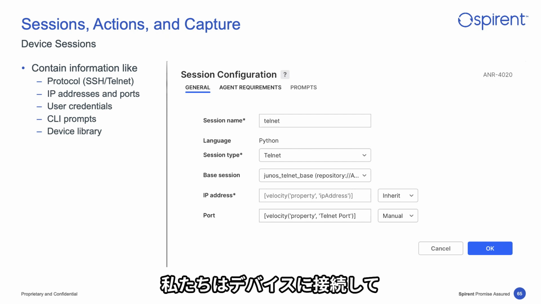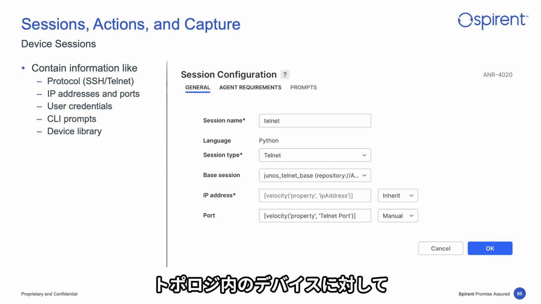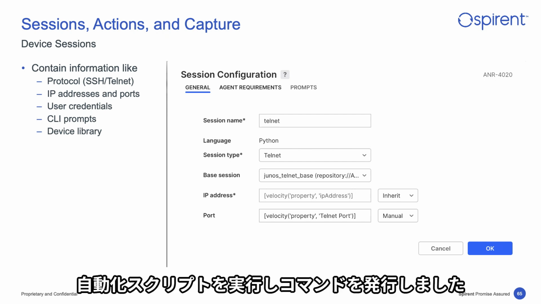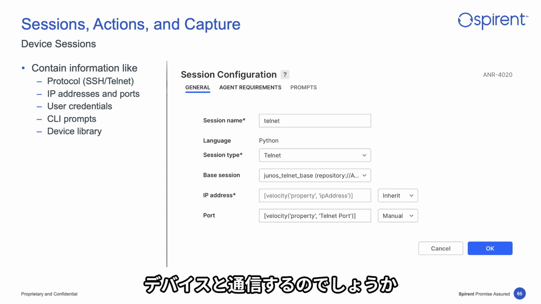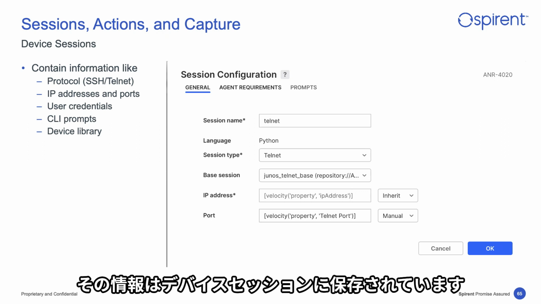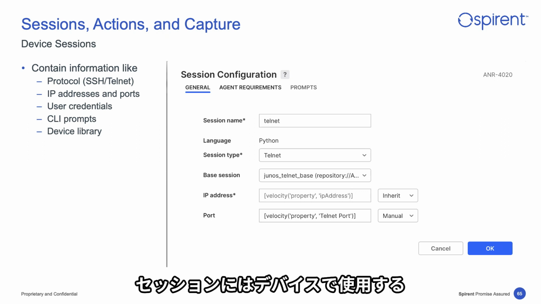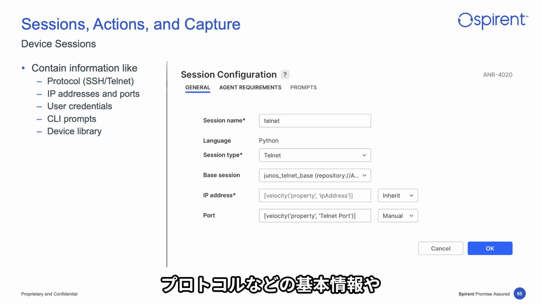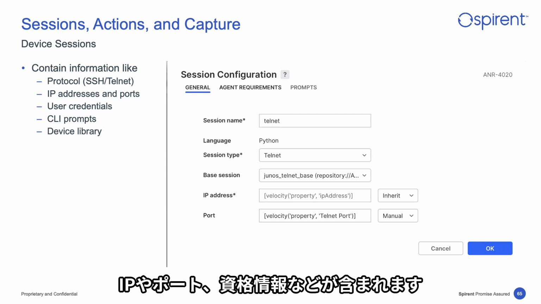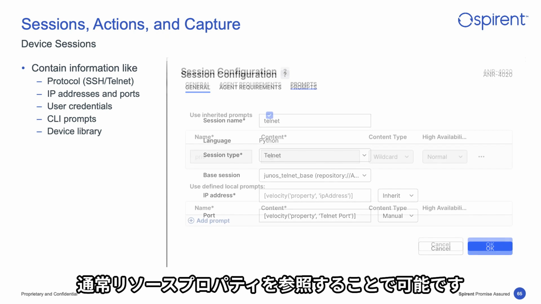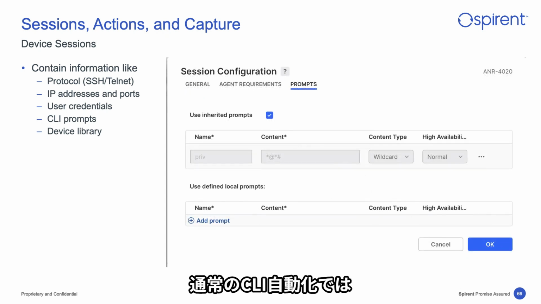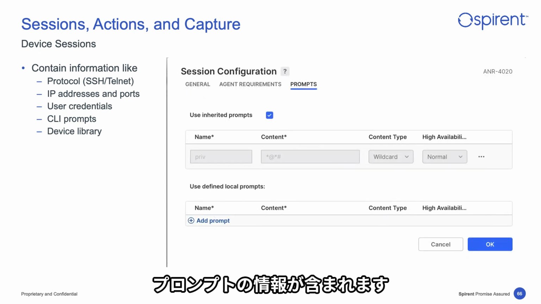We've been running automated scripts against devices and topologies that involve connecting to those devices and issuing commands. How does the test script know how to log in and communicate with the device? That info is stored in device sessions. Sessions contain basic information like which protocol to use and the device's IP, ports, and credentials, usually by referencing resource properties. Crucially for CLI automation, they contain prompt information.